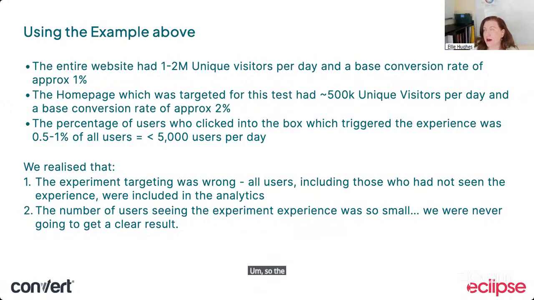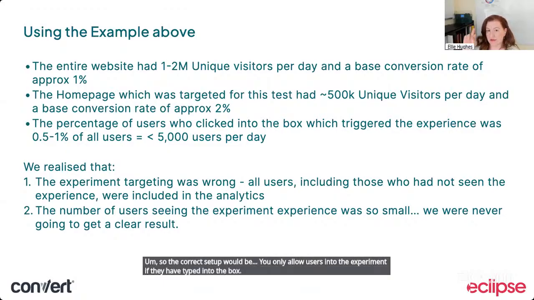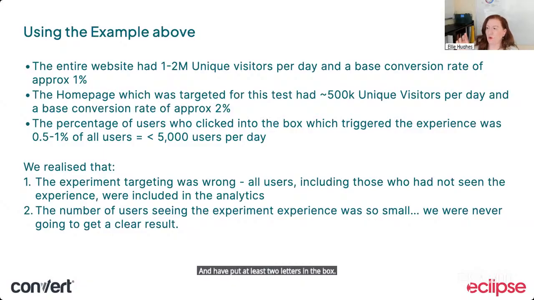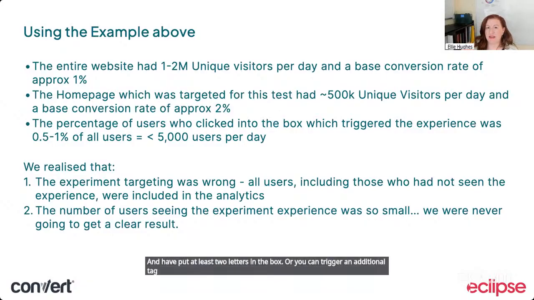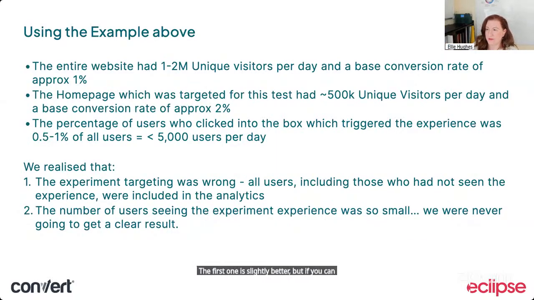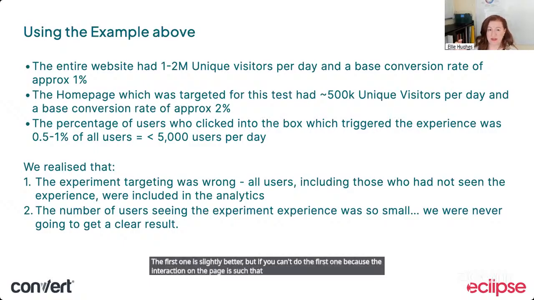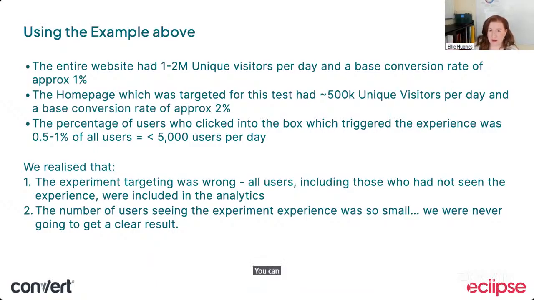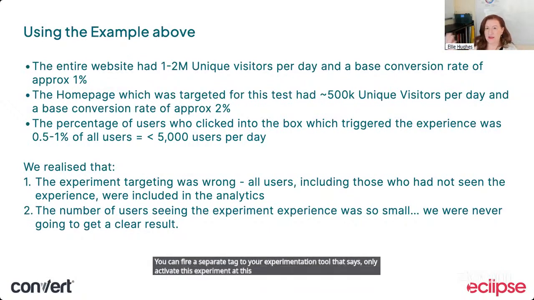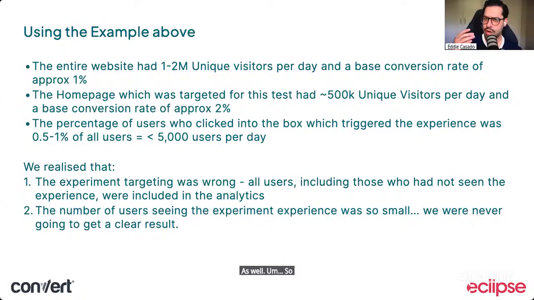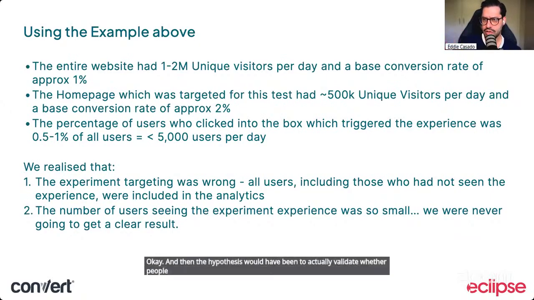So the correct setup would be you only allow users into the experiment if they have typed into the box and have put at least 2 letters in the box. Or you can trigger an additional tag that says activate this experiment. The first one is slightly better, but if you can't do the first one because the interaction on the page is such that it's very difficult to detect that it's happened, you can fire a separate tag to your experimentation tool that says only activate this experiment at this moment, or you can send it separately to your analytics tool as well.